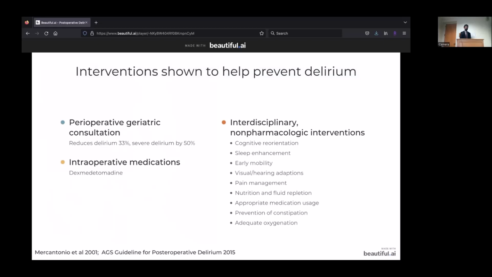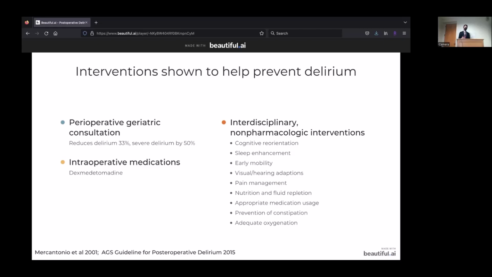So this happens a lot. And in the literature, these are certain interventions that were shown to help prevent postoperative delirium. Perioperative geriatric consultation, which happens whenever our medicine consult service is involved, does reduce the incidence of delirium by 1/3 to 1/2. Certain intraoperative medications are under study, such as dexmedetomidine. But largely, the literature focused on interdisciplinary non-pharmacologic interventions.